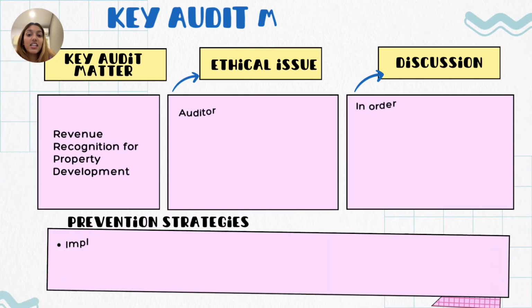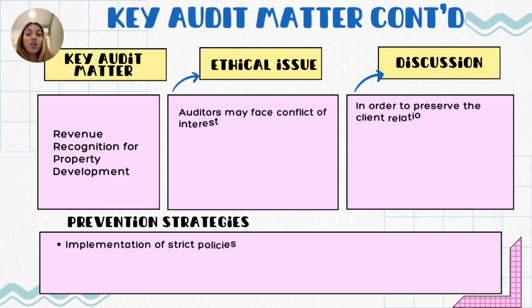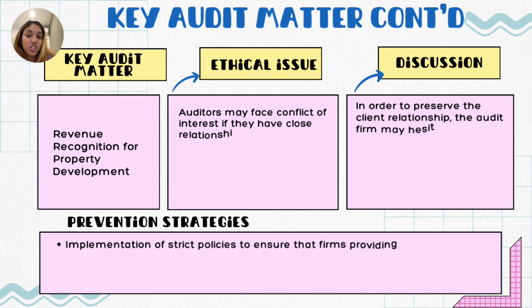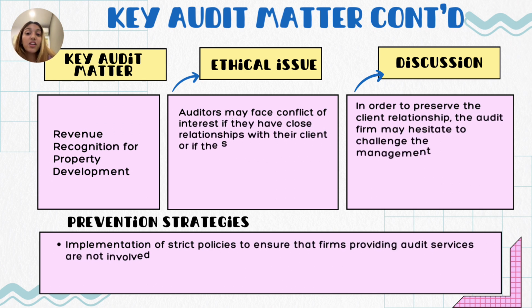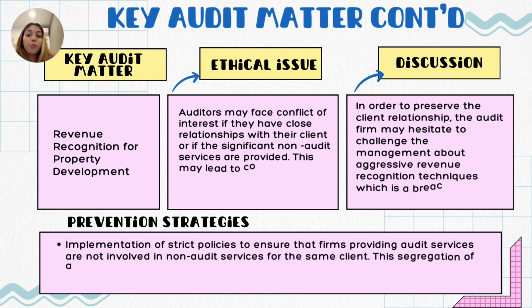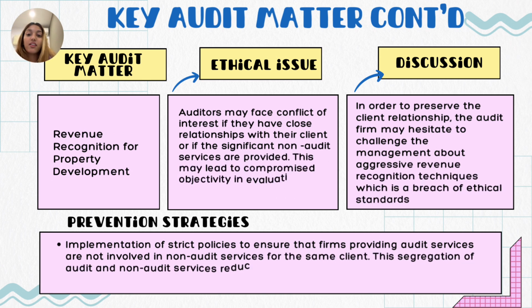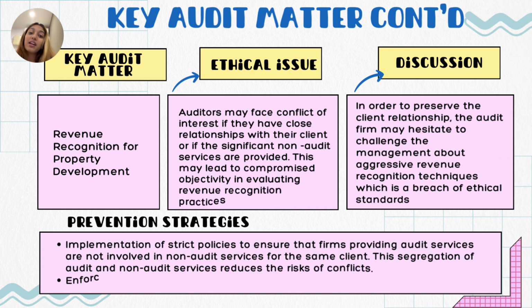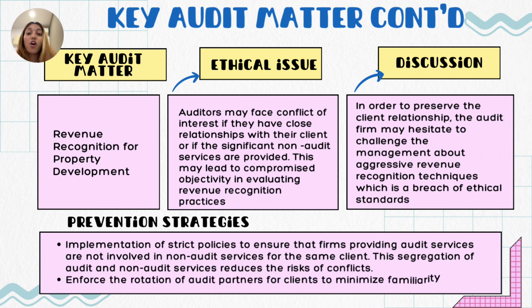The second ethical issue is that auditors may face conflict of interest if they have a close relationship with their client or if significant non-audit services are provided, such as tax services. This may lead to compromised objectivity in evaluating revenue recognition practices. This may arise as, in order to preserve the client relationship, the audit firm may hesitate to challenge the management about aggressive revenue recognition techniques, which is a breach of ethical standards.